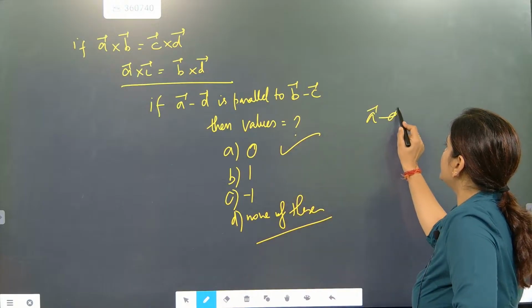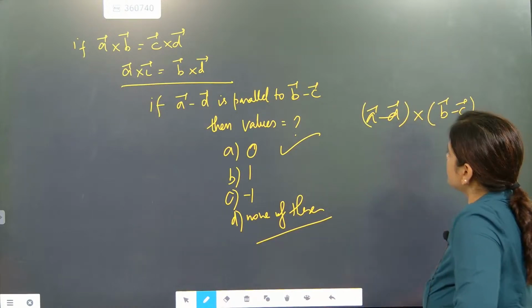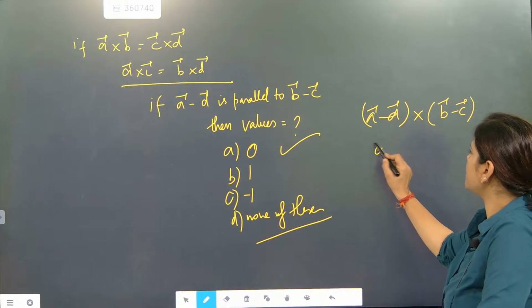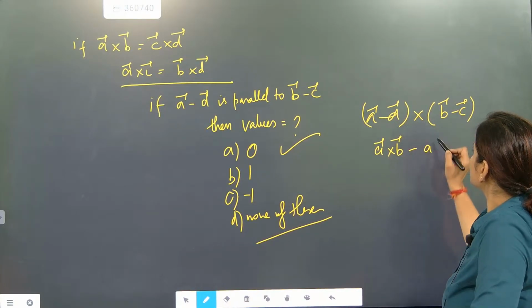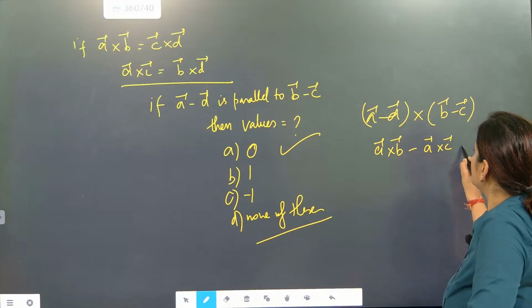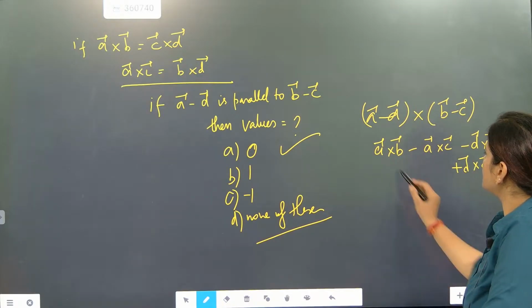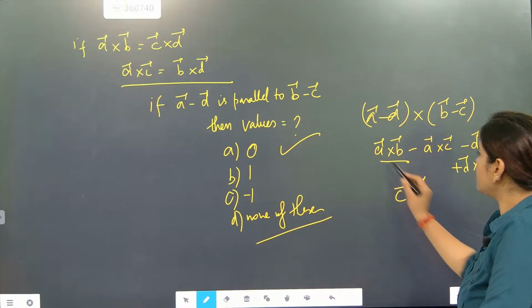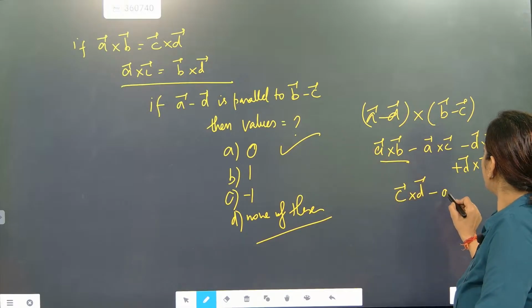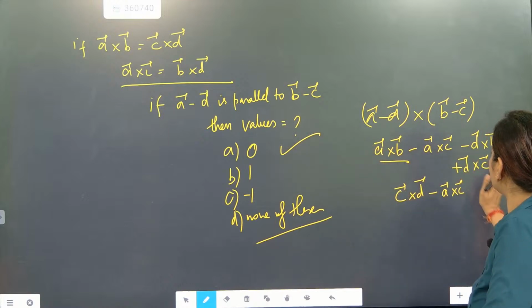A vector minus D vector cross B vector minus C vector. Okay, so how are we going to write? A vector cross B vector minus A vector cross C vector, then minus D vector cross B vector plus D vector cross C vector. So A cross B they have given as C cross D, C cross D they have given. And now minus A cross C. Now the A cross C value is B cross D.